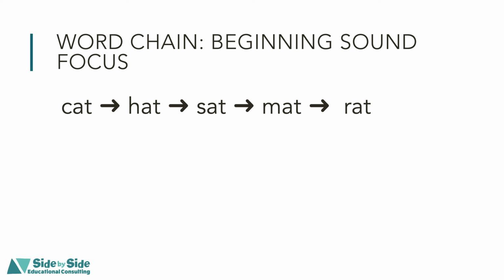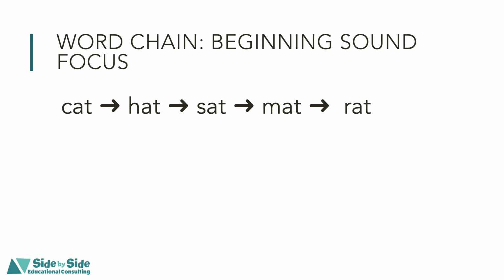So when we think about scaffolding, we're going to start with maybe an easier level, and then as kids master that, we'll move to the next level, and then as kids master that, we'll move to the next level. So let's talk about those different levels of word chaining, because that will help you to determine how you need to scaffold for kids. Here's a word chain that you'll see.